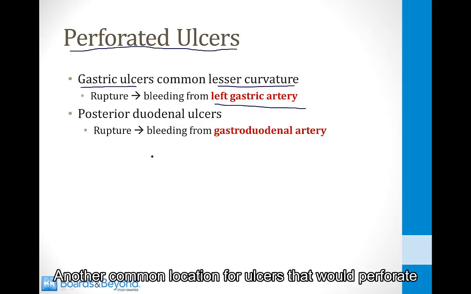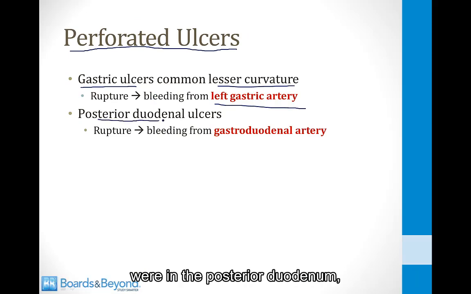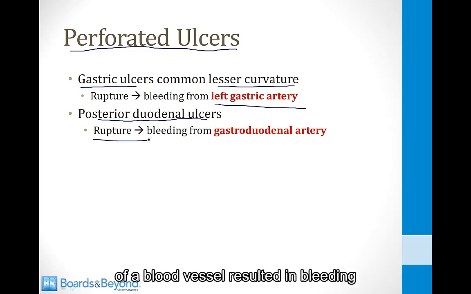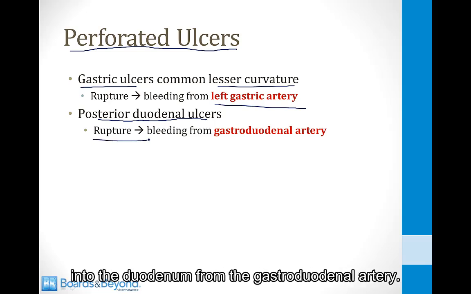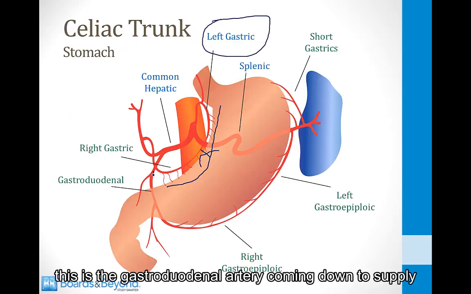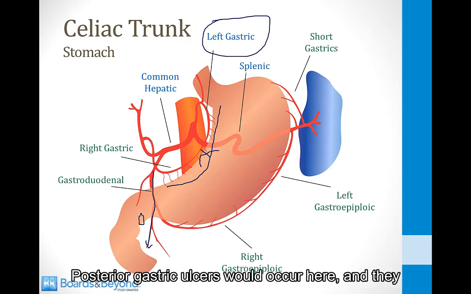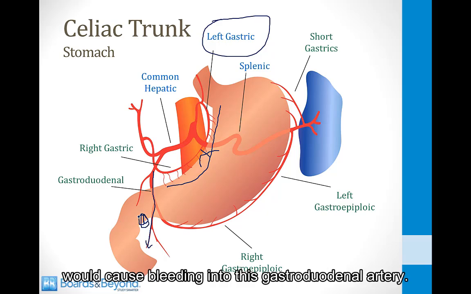Another common location for ulcers that would perforate were in the posterior duodenum, and ulcers that perforated here and caused rupture of a blood vessel resulted in bleeding into the duodenum from the gastroduodenal artery. Once again, we'll go back to our picture. This is the gastroduodenal artery coming down to supply the pylorus and the proximal portion of the duodenum. Posterior gastric ulcers would occur here, and they would cause bleeding into this gastroduodenal artery.